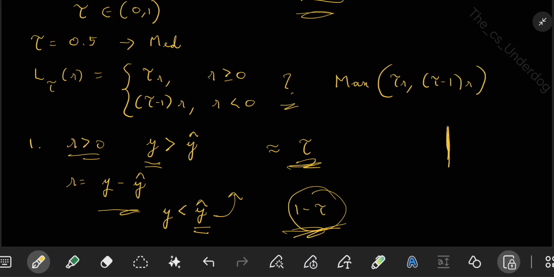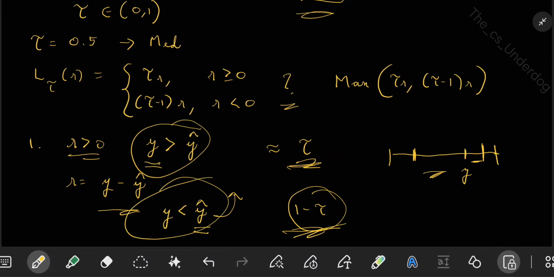If this is your number line, and somewhere here is the actual value y, then if you are overestimating, if your y cap is somewhere here, you will penalize in one particular manner. And if your y cap is somewhere here, a lower value, then you will penalize in a different manner. That is why you have these two cases and these two formulas. This is the logic behind quantile loss. I'll just show you with an example.